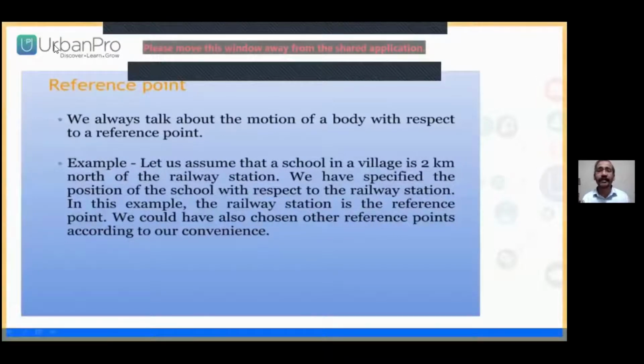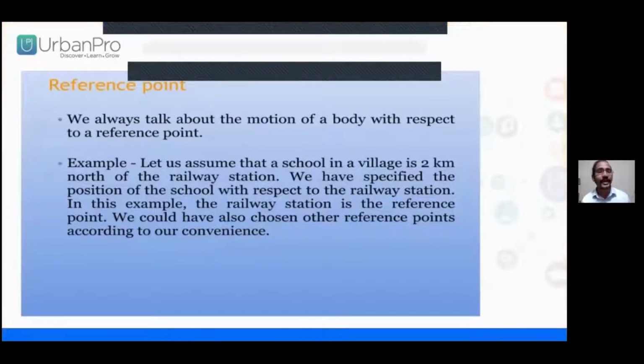Now, we always talk about the motion of a body with respect to a reference point. Let's assume the school in a village is 2 kilometers north of the railway station. We have specified the position of the school with respect to the railway station. In this example, the railway station is the reference point. We could also choose another reference point according to our convenience.